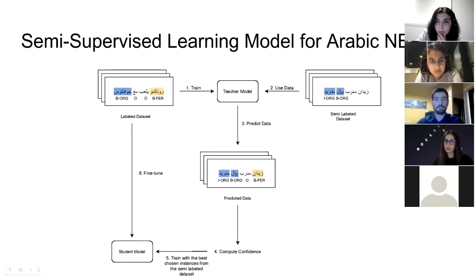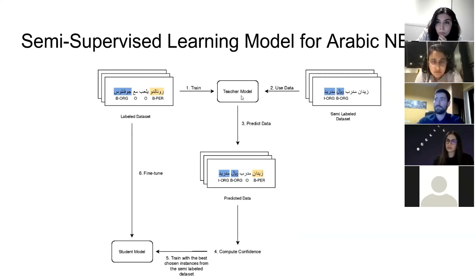So this figure represents a summary of our semi-supervised approach. In our approach, we make use of two data sets, one that is fully labeled and one that is partially labeled. First, we train a teacher model, which in our case is a BERT model, specifically AraBERT, with a limited labeled data set.